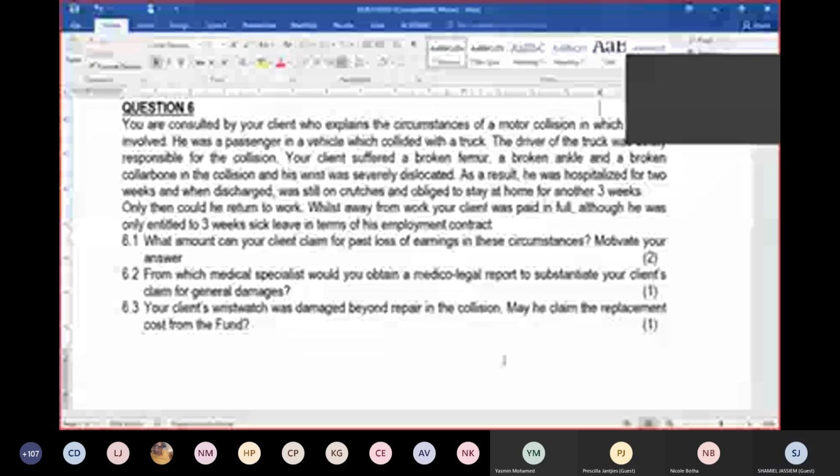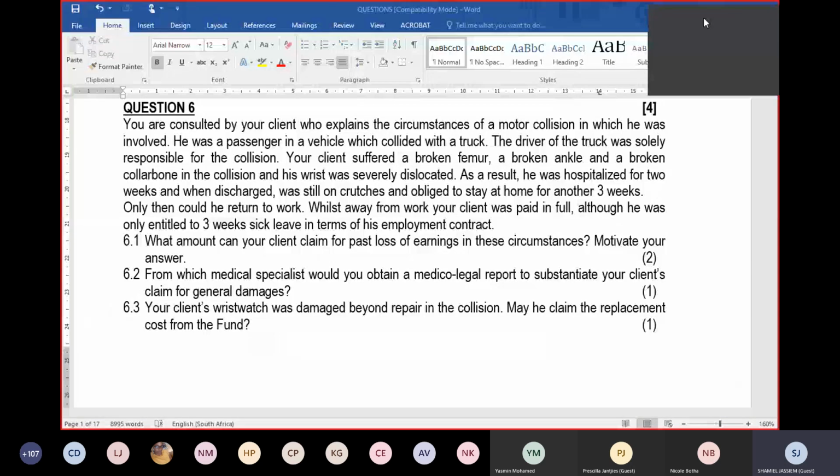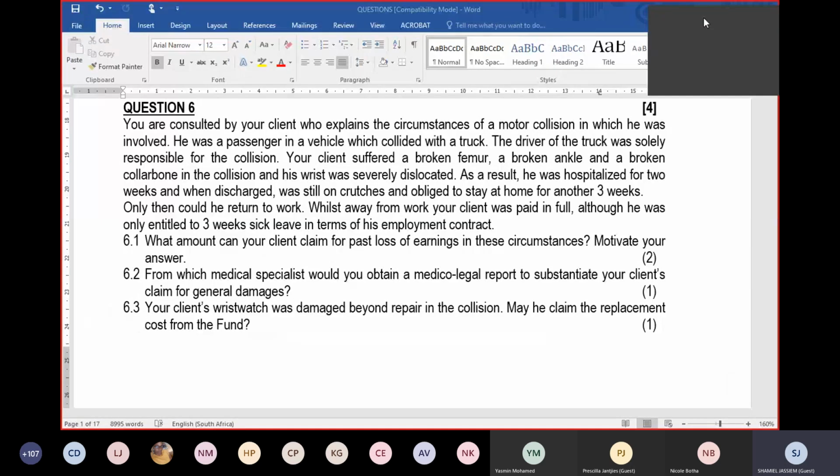Okay. Question 6. I don't feel like reading, but I have to because we require the facts in order to answer the question. Question 6. You are consulted by your client who explains the circumstances of a motor collision in which he was involved. He was a passenger in a vehicle which collided with a truck. The driver of the truck was solely responsible for the collision.